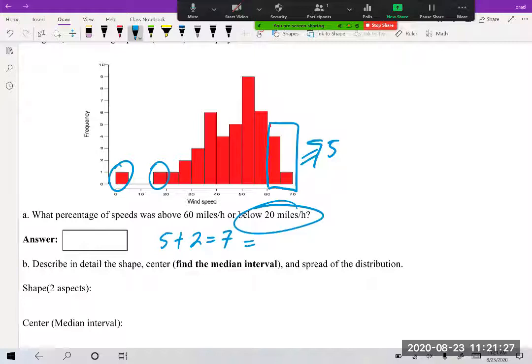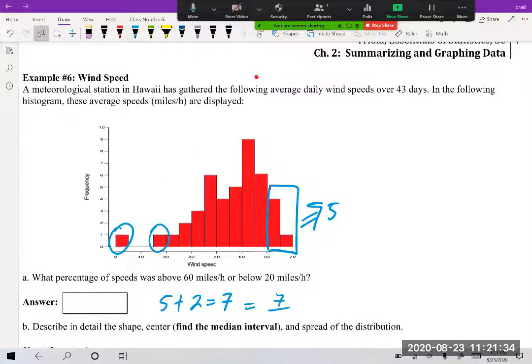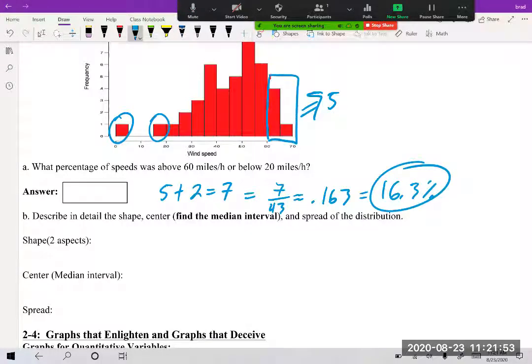So then if they want to know what percentage, we just do 7 divided by, how many days was it? 43 days. So there's 7 days that had below 20 miles per hour and above 60 miles per hour. So we're going to divide by 43, and we should get around 0.163. And then we're going to say that this is actually 16.3%. Remember, you can just change it to a percent by multiplying by 100. So this will be 16.3%, and that would be our answer.